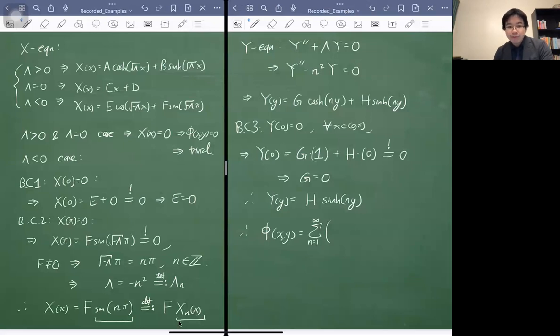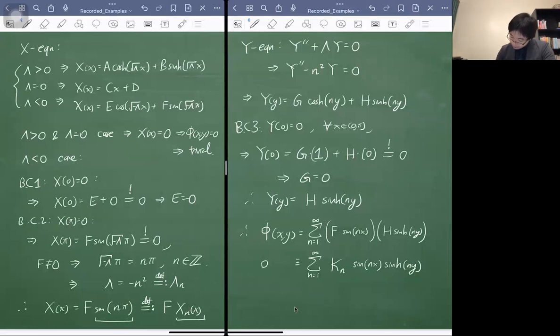We can simplify that from 1 to infinity and have F sine nx and H sinh ny. Of course, we can group these constants together. Let's call the F and H together, let's call that just k. Define that as k. And there can be an independence because this is just a linear combination of any solutions. So this is a general solution, partially specific solution. And we still have one more boundary condition.